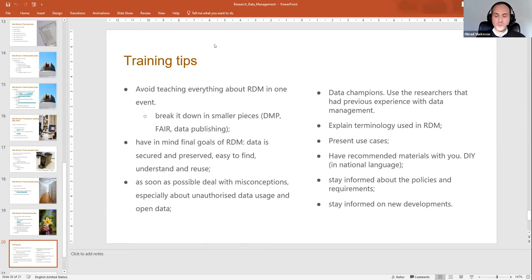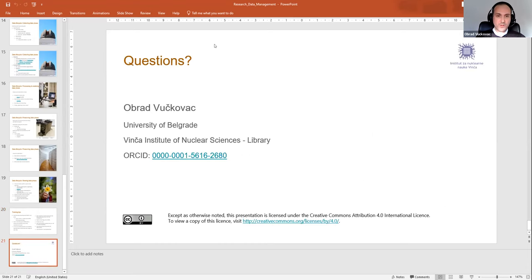Use cases are always good to have with you, to present some good use cases. And recommend materials. Provide some leaflets, like I said, websites, blogs, anything that can relate them to further exploration of this topic. And of course, stay informed about new developments, new policies and requirements that are needed for this topic. So that's it for this lecture.